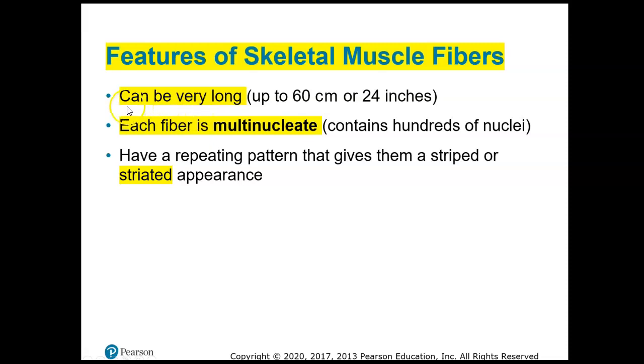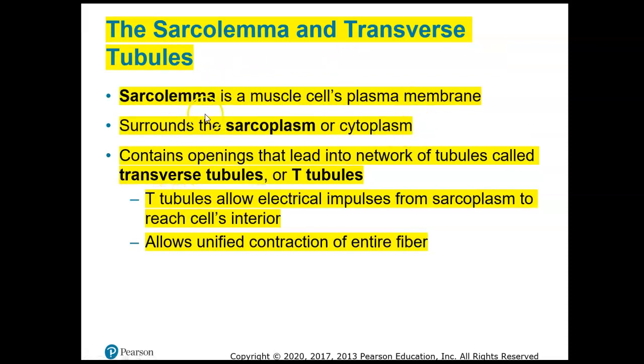Okay, skeletal muscle fibers can be very long. Some can be 24 inches long, especially if it's a tall person. If you think about your quadriceps, the muscles of your thigh, for a very tall person, that muscle can be up to 2 feet long. That's hard to imagine, but it can. Each muscle fiber is multinucleate, meaning it has hundreds of nuclei rather than one nucleus. And skeletal muscle fibers are striated, formed by the overlapping of actin and myosin in those muscles.